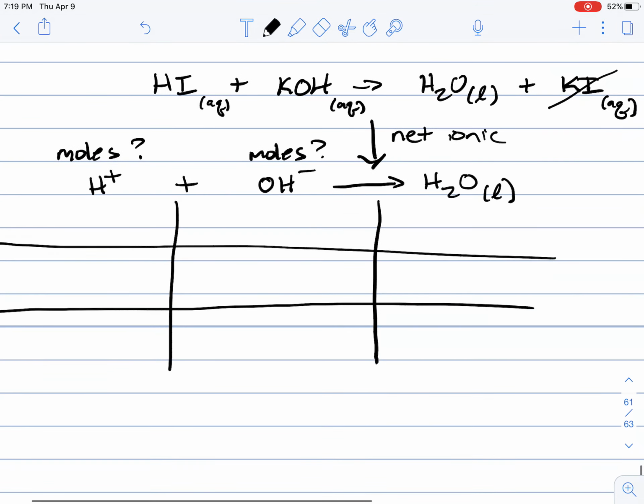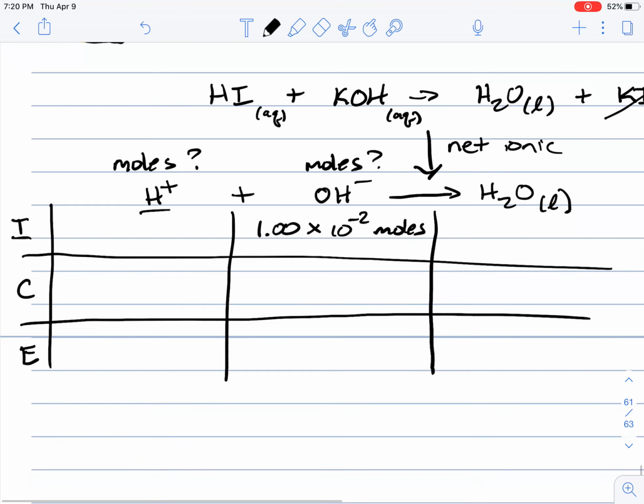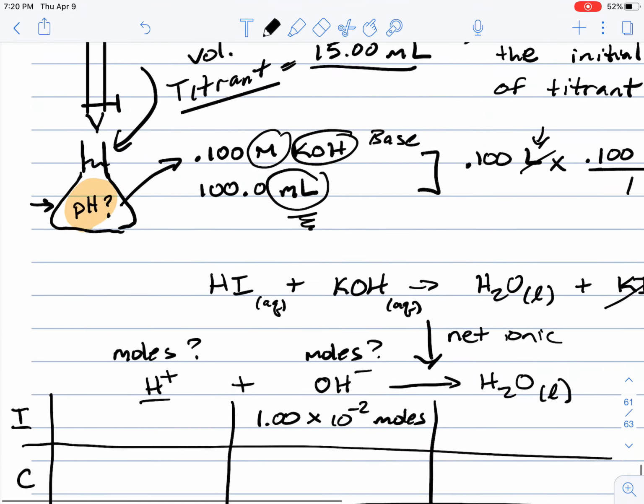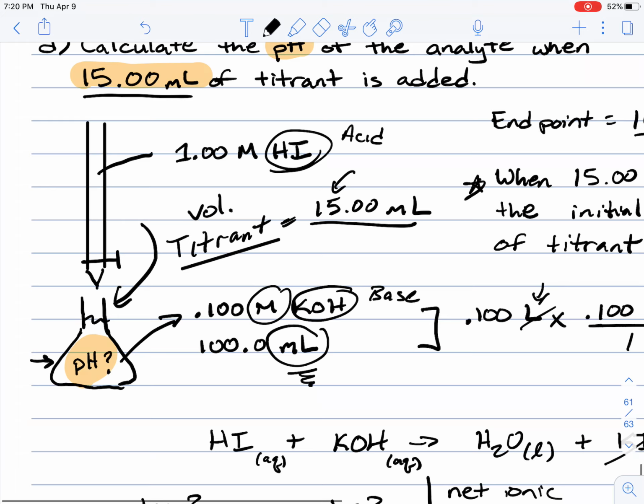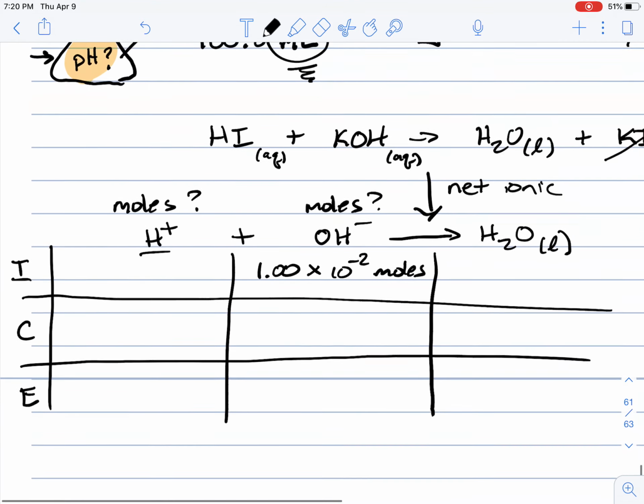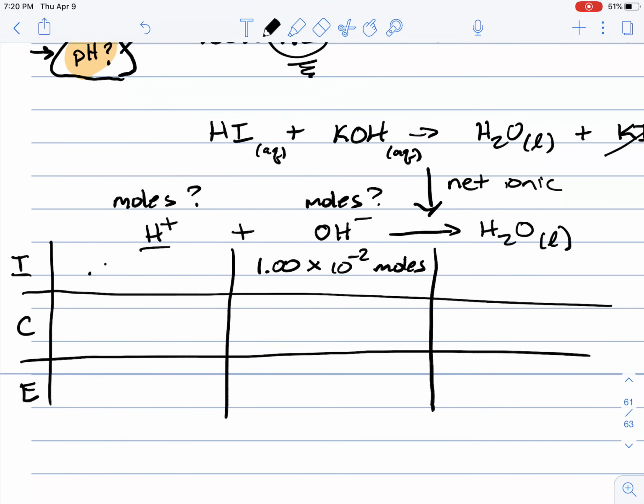And so I'm going to go ahead and place that over here, 1.00 times 10 to the negative 2 moles of the hydroxide. Next, we're going to figure out the number of moles of hydrogen ions. To do that, we take this molarity and multiply it by the volume, and I need to express that in liters. 1 times anything is itself, so you just need to express the milliliters in liters. And so what I have is going to be 0.0150.